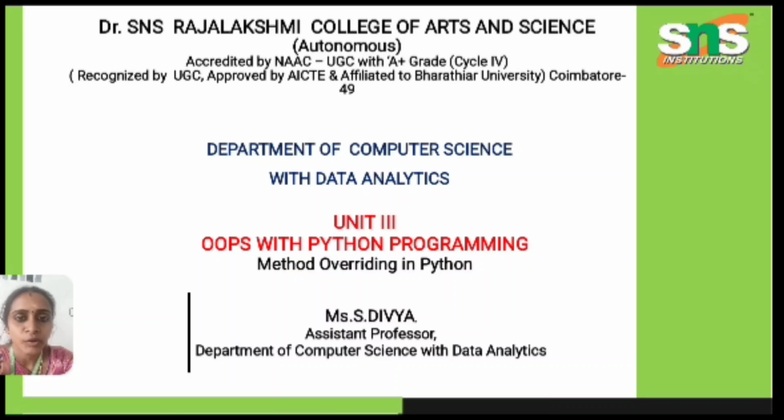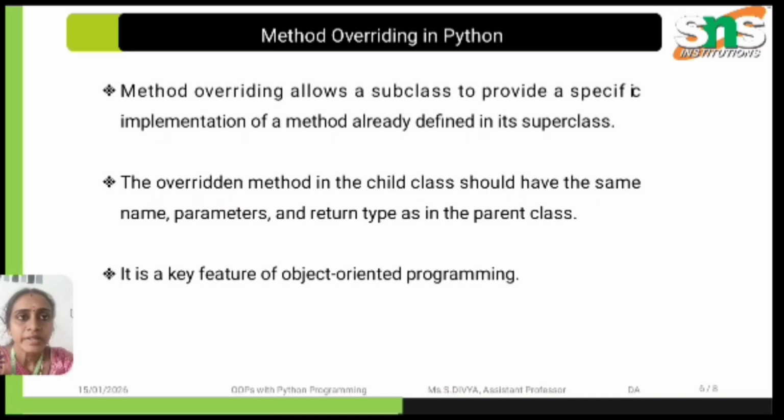In today's class, we are going to see about method overriding in Python programming. Method overriding allows the subclass to provide a specific implementation of a method which is already defined in its superclass. The overridden method in the child class should have the same name, parameters and return type as in the parent class. It is a key feature of object oriented programming.